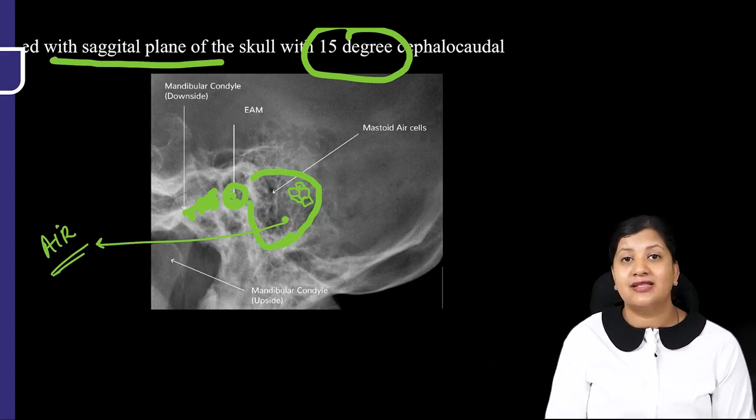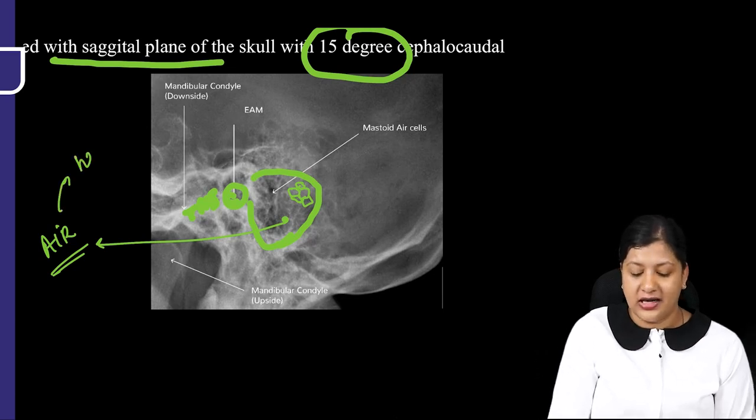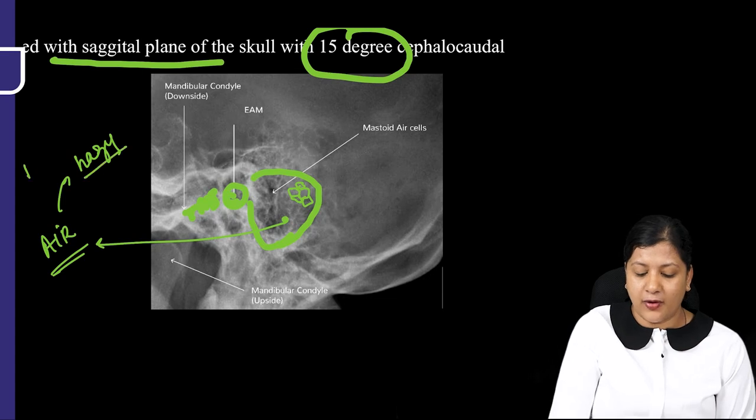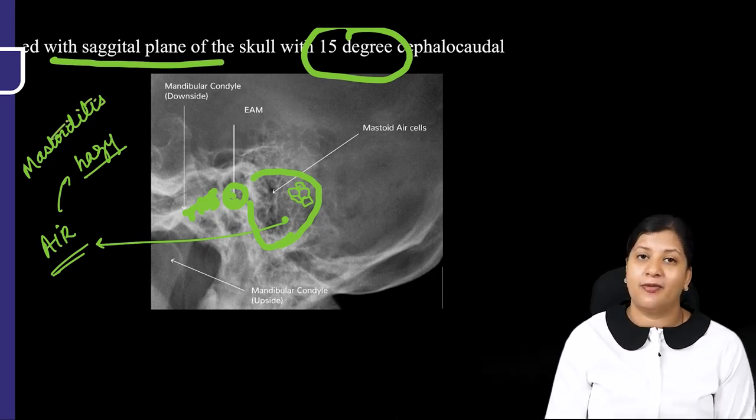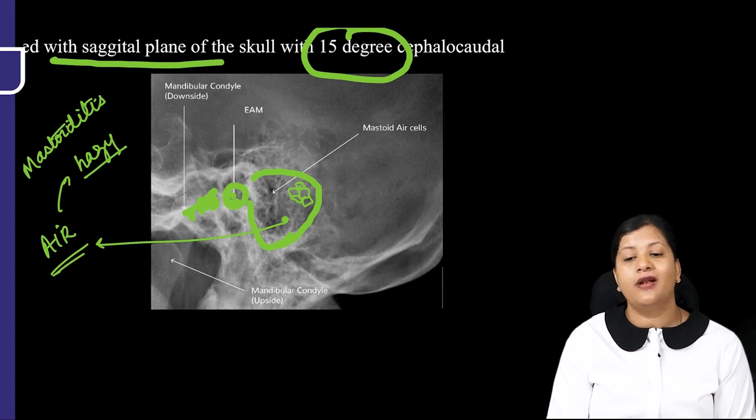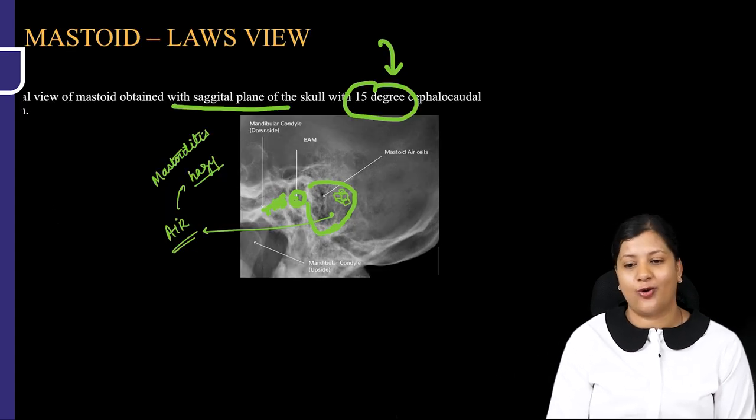And if there is a disease, it won't be air-filled or appear black, it will appear hazy. So haziness will tell you about mastoiditis or a disease in the mastoid. But here it is air-filled, so we are able to understand that this is a normal mastoid and does not have any pathology.